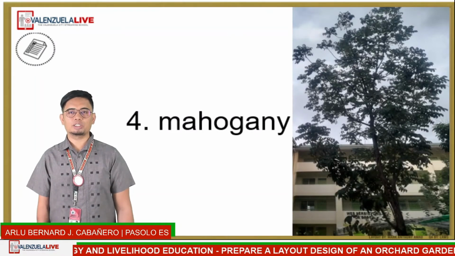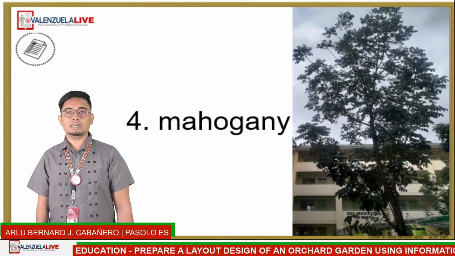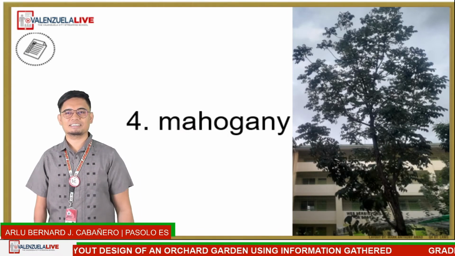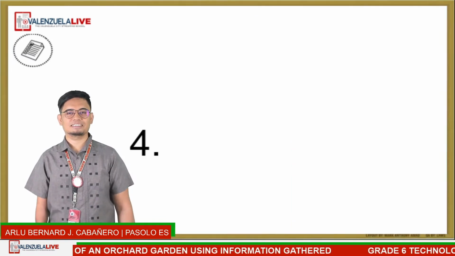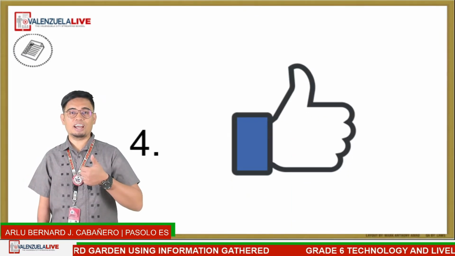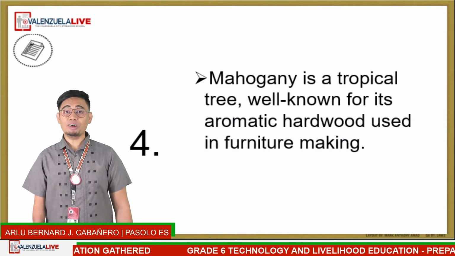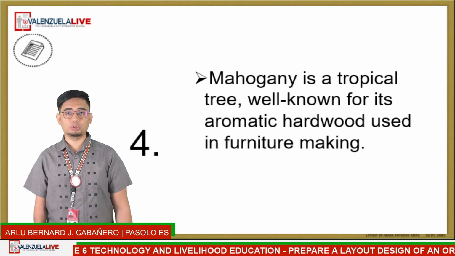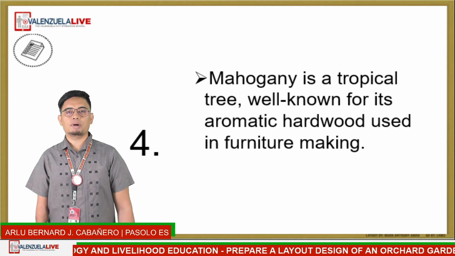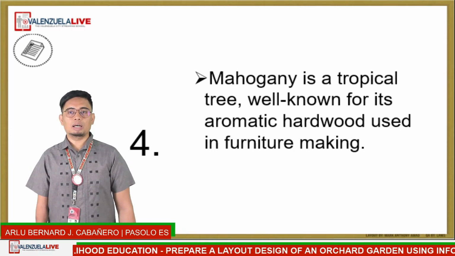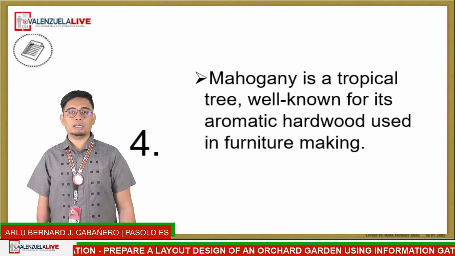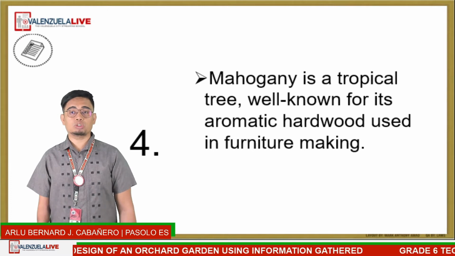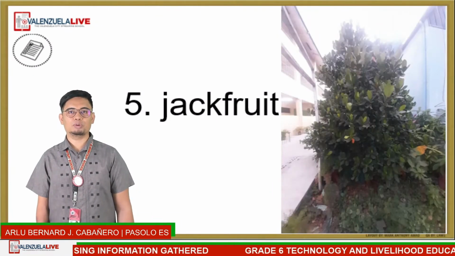Number 4 is mahogany. If it is a fruit-bearing tree, give a heart reaction, and like if not. If you clicked the like reaction, you're correct. Mahogany is a tropical tree well known for its aromatic hardwood used in furniture making. Mahogany casts a light shade on the ground below, making it a great shade tree for landscapes with enough room for it to thrive. And last, jackfruit.